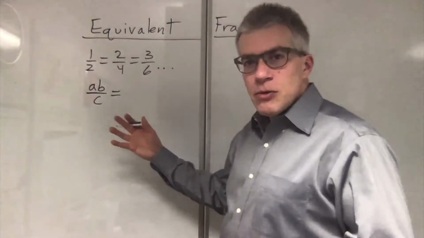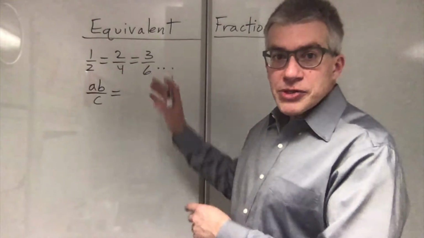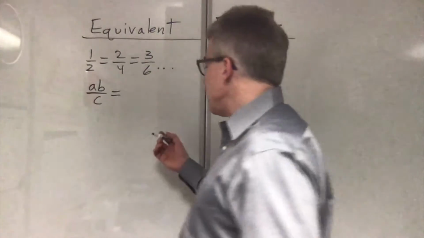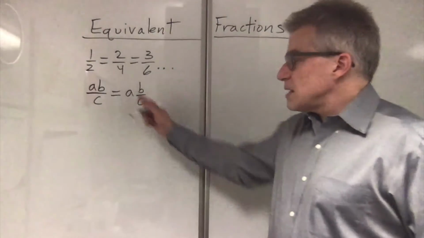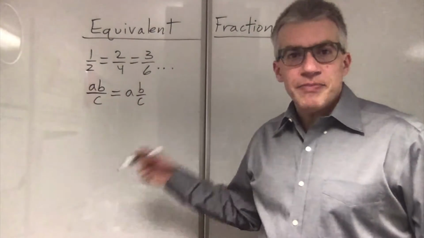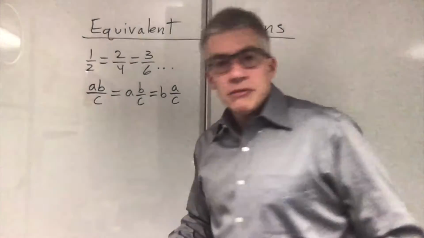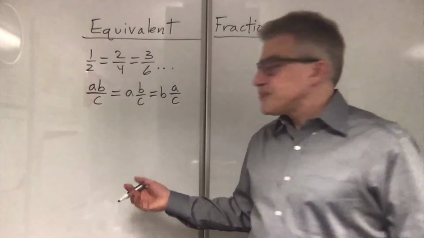In my head, when I look at this, I see there's an A times a B, and there's a C on the bottom. That's how my brain parses it. That's how I split it up. So if I see A times B over C, that's an A and a B with a C on the bottom. That's all I see. If it was B, A over C, exact same thing. There's a B and an A on top and a C on the bottom.